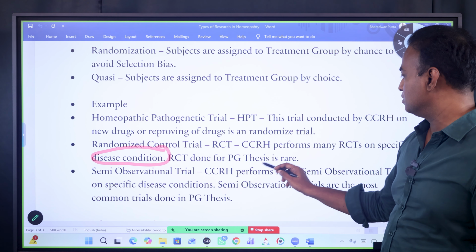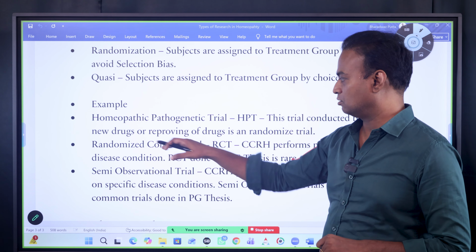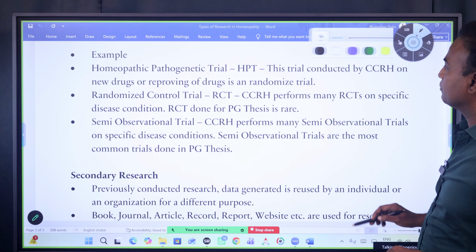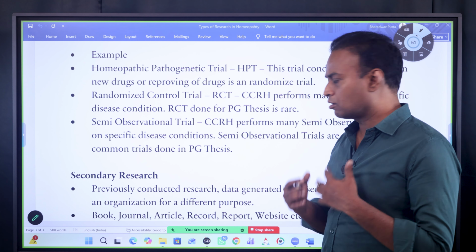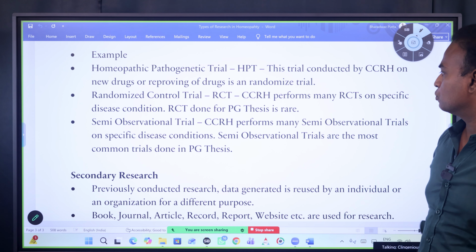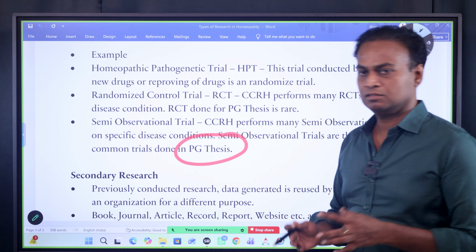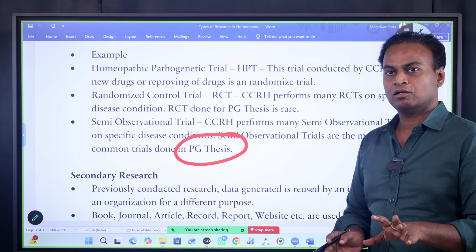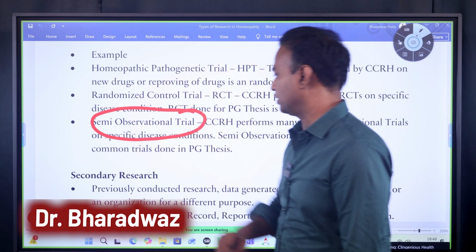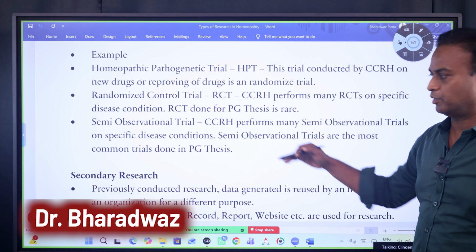RCTs done for PG thesis are rare. Most of the PGs will not do the RCT trial. This is normally done at the CCRH level. Next one is, as I said, the semi-observational trial. There are a lot of studies where the CCRH design is a semi-observational trial. This is the most common trial done for PG thesis also. It is just taking the patients and giving the medicines. There is only one arm, and you give the medicine and you observe the patients. That is known as a semi-observational trial. Okay, these are all the primary research in homeopathy.